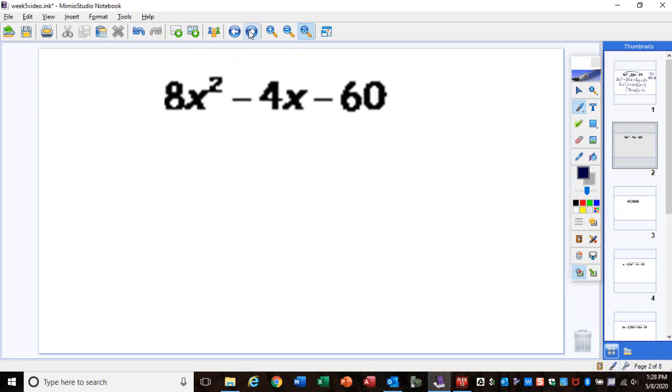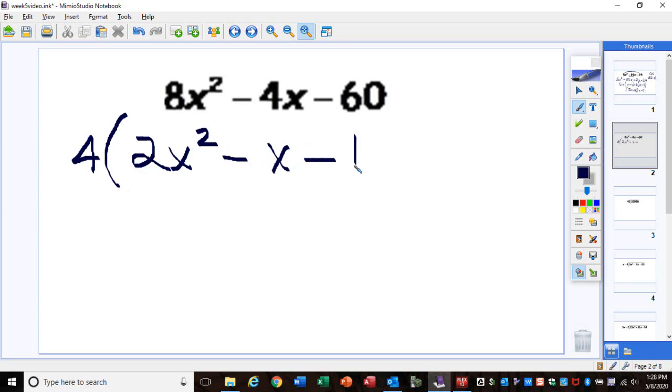Okay, this one here. This is one that was very, very similar to an SOL question last year. Students had to realize that we can factor something out. So we're going to factor out a 4. 4 goes into all of these. So we're going to get 2x squared, dividing everything by 4, minus x minus 15. This is a great factoring problem. I would say if you can do this one, you can do it all.